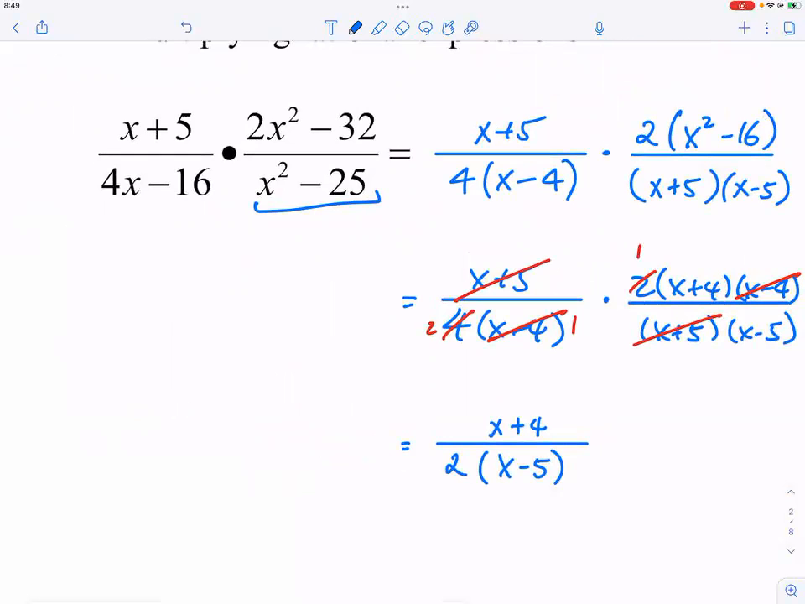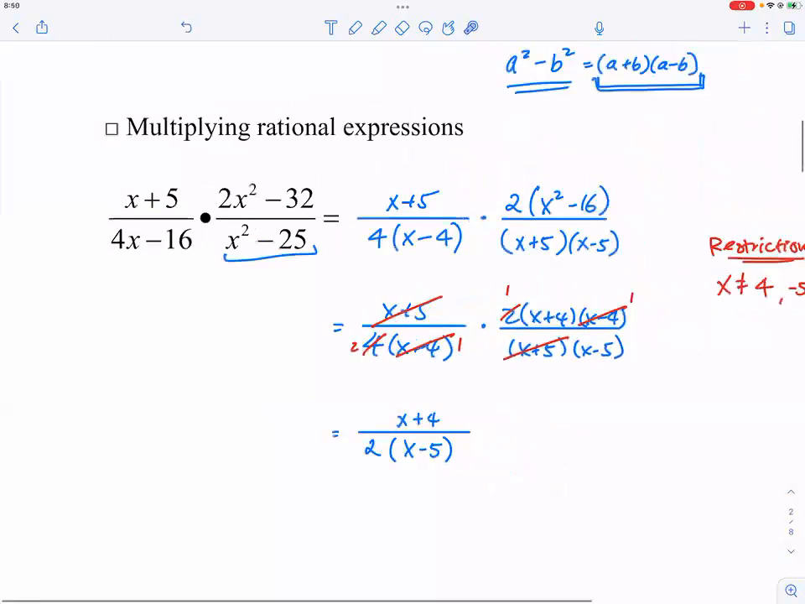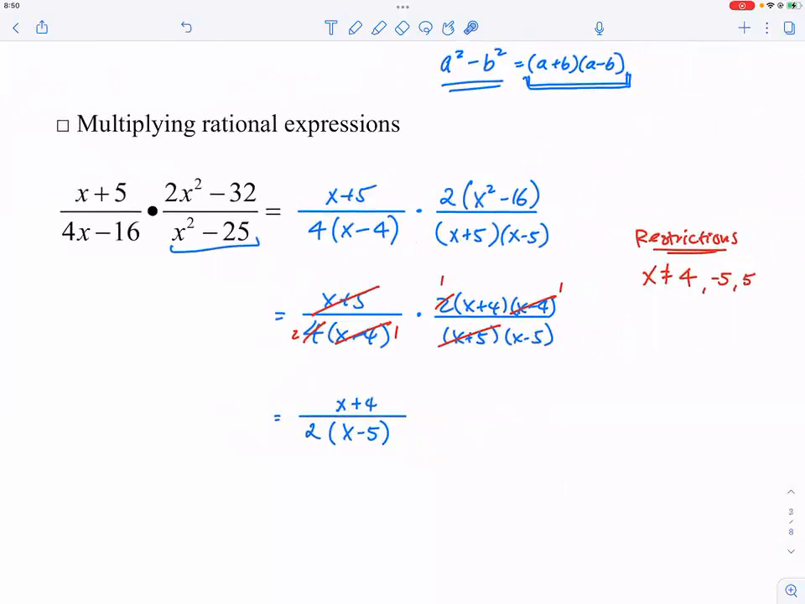Here? Yeah. Oh yeah, because they are both in the denominator, so you just multiply across. So you're saying this 2 and this x minus 5, right? Yeah. Okay. All right.